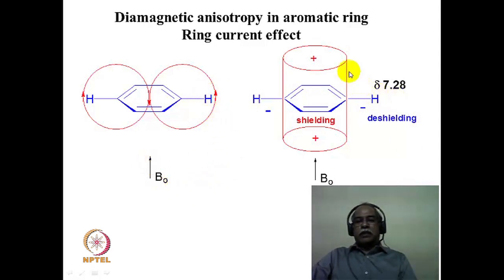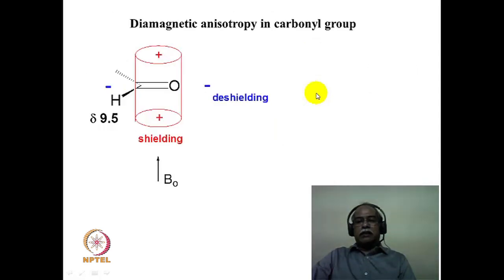So this is represented by means of a cylinder, with the shielding zone in red and the de-shielding zone in blue. The hydrogens of an aromatic ring always lie in the de-shielding zone of the anisotropic effect of the ring current of the aromatic ring. It is for this reason that benzene comes around 7.28 ppm, which is a highly de-shielded hydrogen in the NMR spectrum, from 0 to 10 ppm. Now if there is a hydrogen placed right above the benzene ring, then that should be highly shielded in nature, and this hypothesis has in fact been tested. We will see some examples later.